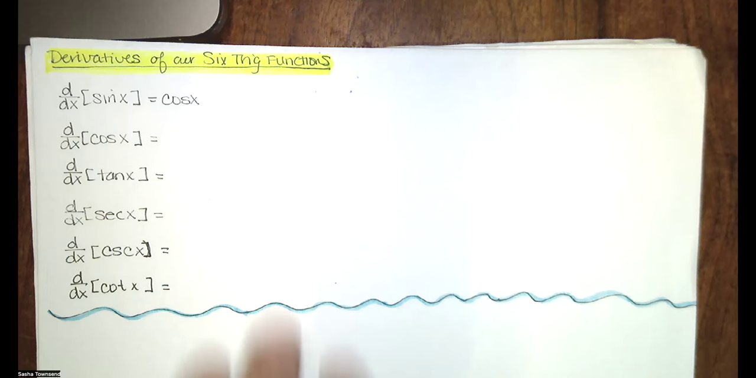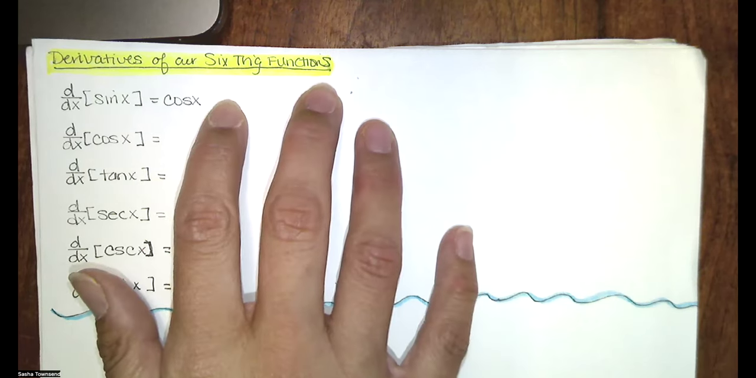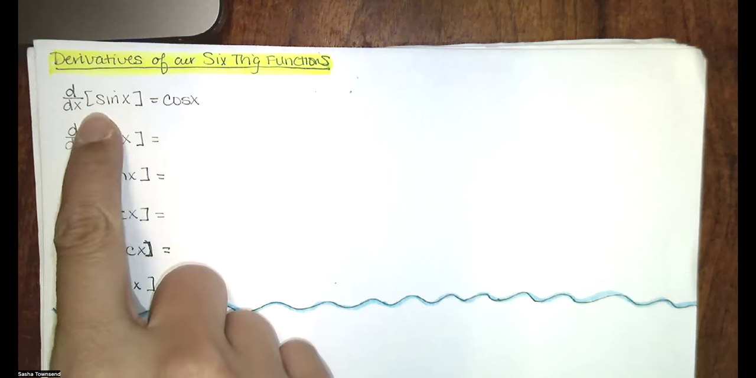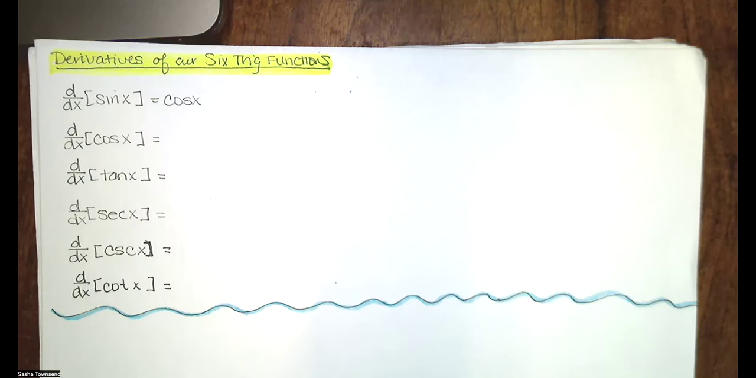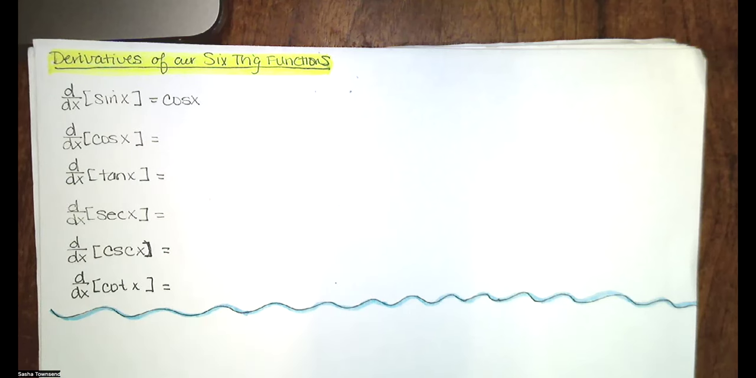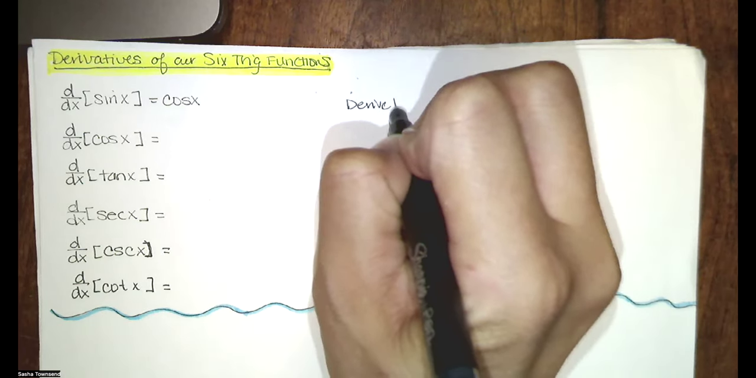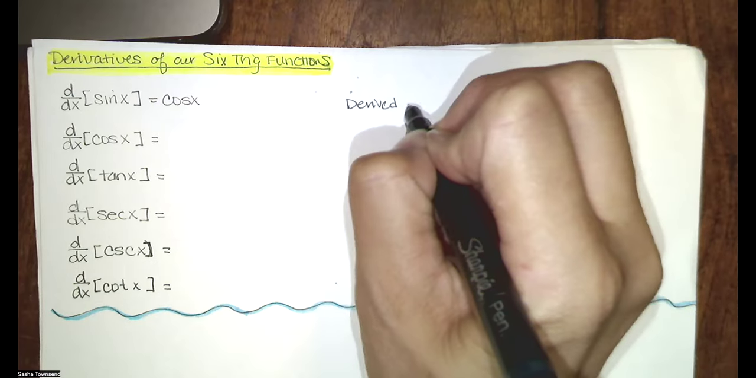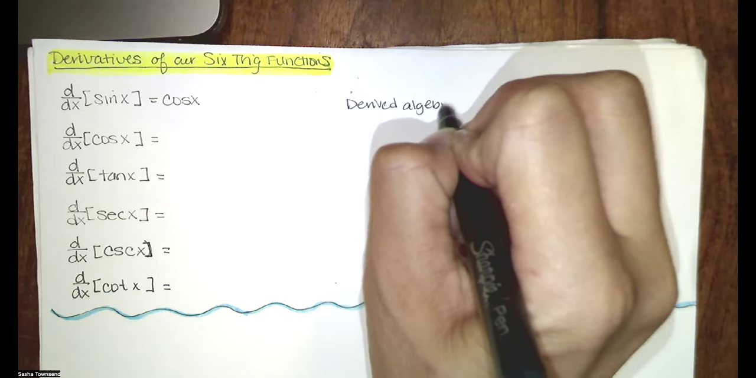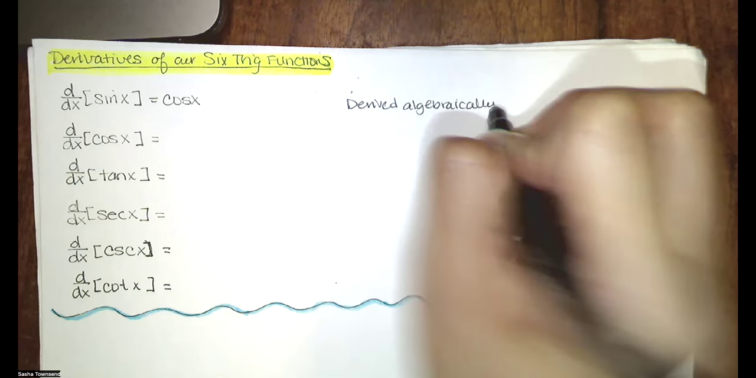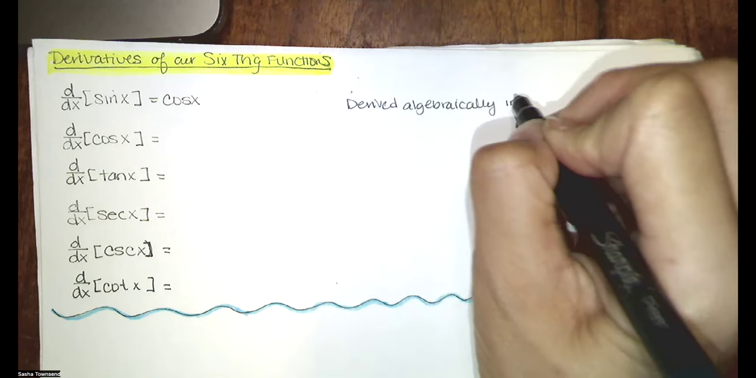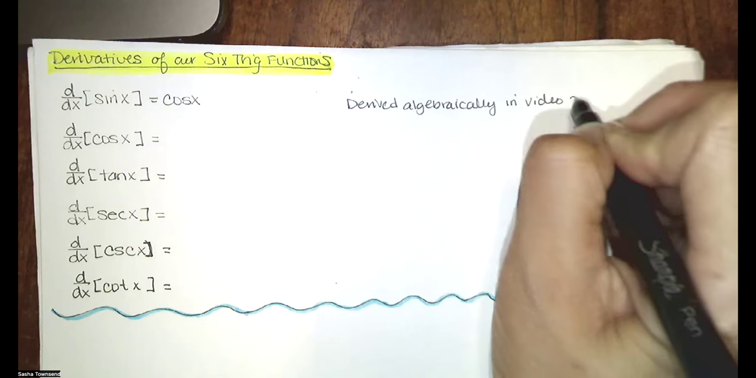In this video, we discuss the derivatives of our 6 trig functions. And we've already derived the derivative of sine of x, and we said that it was cosine of x. We derived this algebraically using the limit definition in video 2.2 on this playlist.